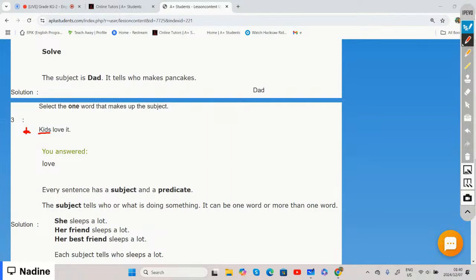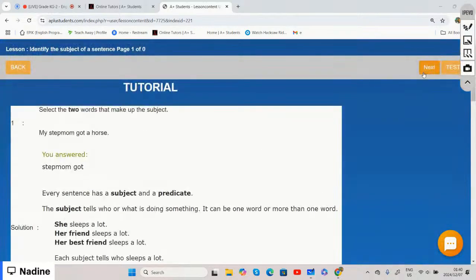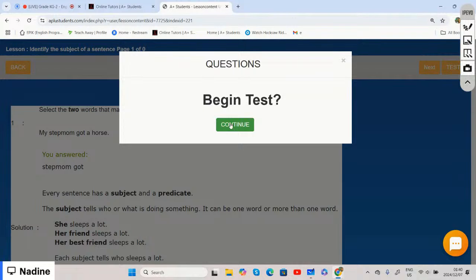And once again, we say the subject, it tells us either who or what is doing something. So either who is doing something or what is doing something. It can be one word or it can be more than one word.